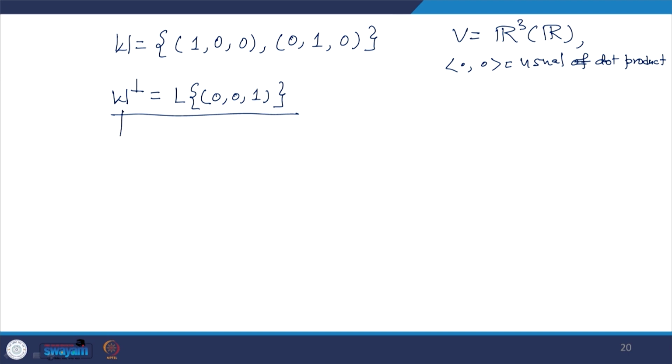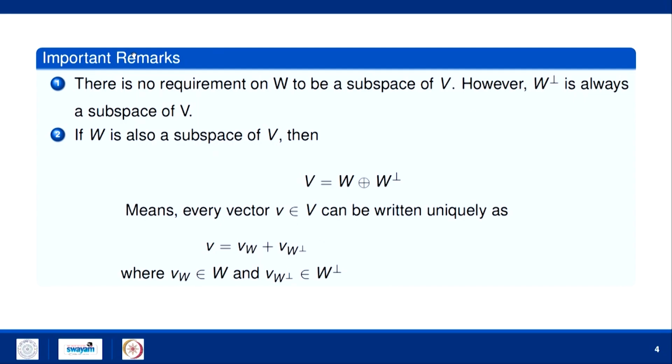As I told you, this orthogonal complement of a set W is always a subspace of V. Here there is no restriction on W. W may be a set of V or it may be a subspace of V. So, there is no requirement on W to be a subspace of V. However, the orthogonal complement of W is always a subspace of V.